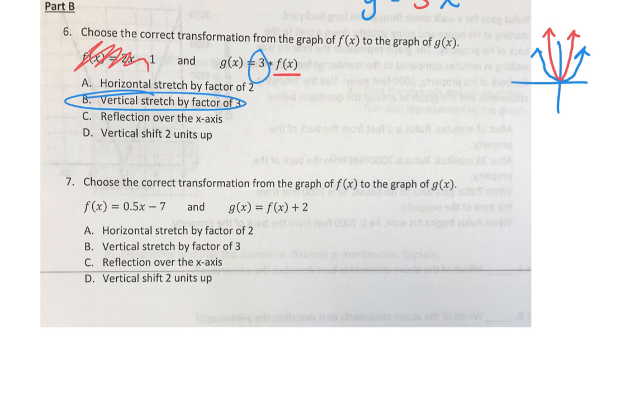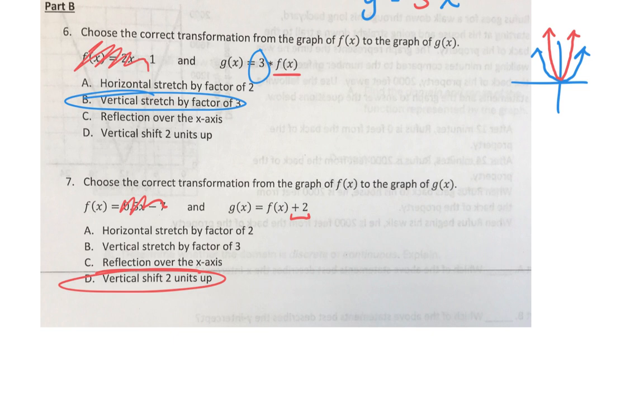Up next, choose the correct transformation. Again, I don't really care what f is. I want to know what I did to f. I added 2 on the end. So that would be me taking the function and just raising it 2 units. That would be a vertical shift up 2 units.